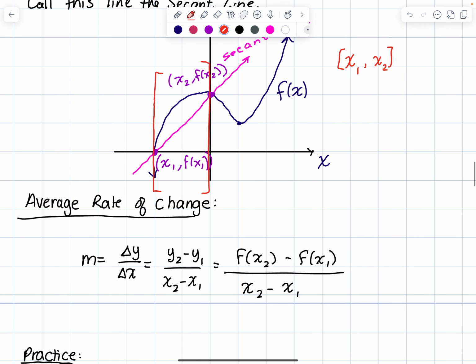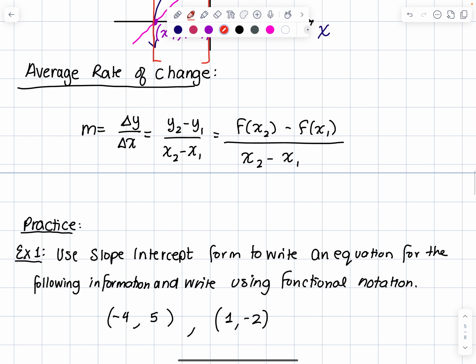So back to our average rate of change, or our slope formula. Remember, this was slope: delta y over delta x, which is the change in the y direction over the change in the x direction, the difference of y's over the difference of x's. Now remember, I said I didn't want to use y's anymore, because we want strictly f of x in functional notation. But remember, I told you that y is the same thing as f of x, that we want to write it like this.